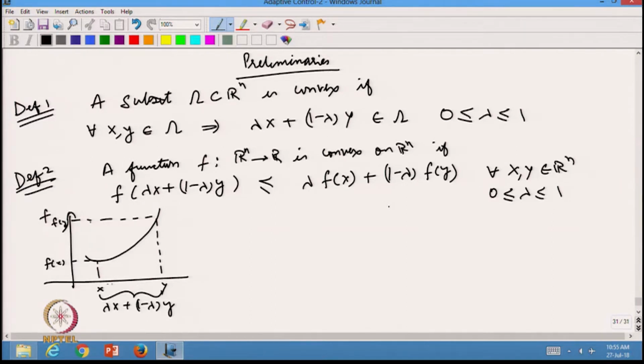So if the f of lambda x plus 1 minus lambda y, which is basically this curve segment here, is less than equal to lambda times f of x plus 1 minus lambda times f of y, which means that now if we look at the line joining f of x and f of y, this line should always be greater than equal to this curve, which is true in this case.